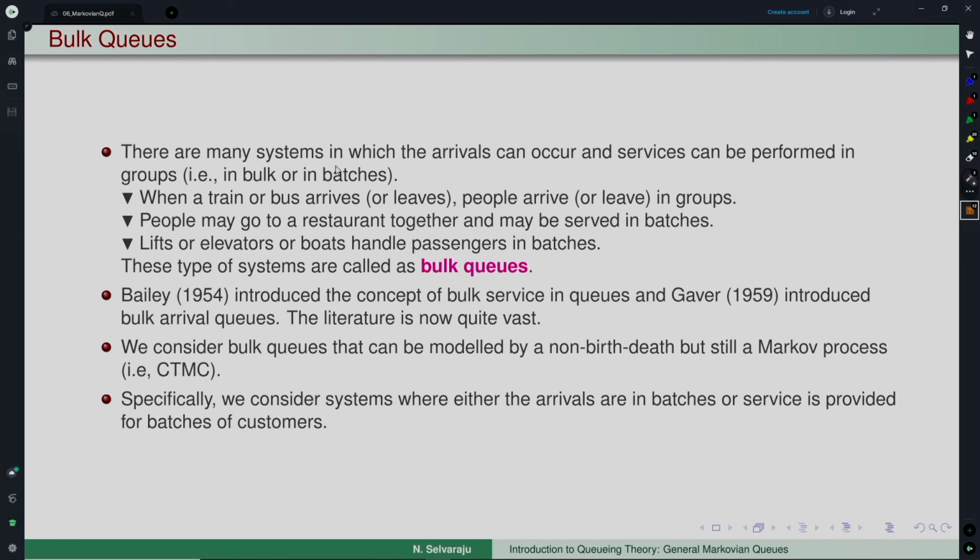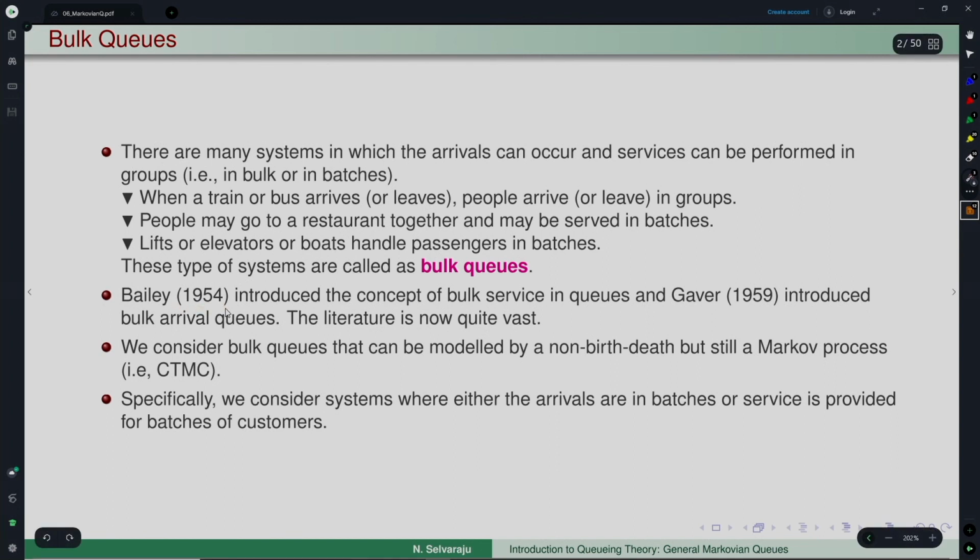For example, when a bus or train arrives or leaves, people arrive or leave in groups. People may go to a restaurant together and may be served in batches. Lifts or elevators or boats handle passengers in batches. These types of systems are what are known in our language as bulk queues.